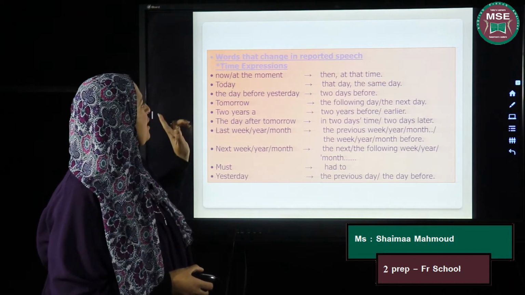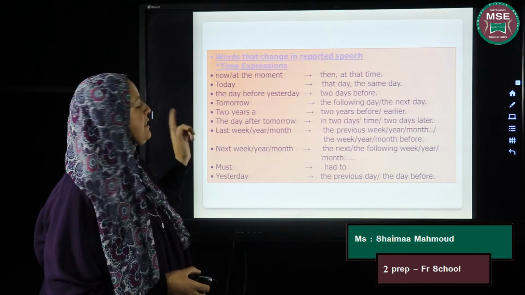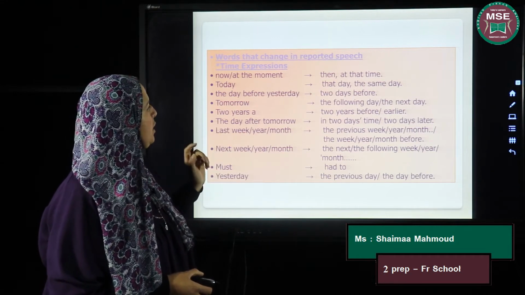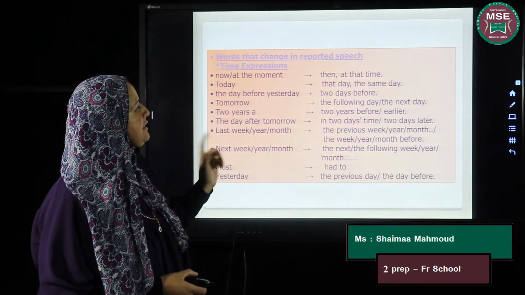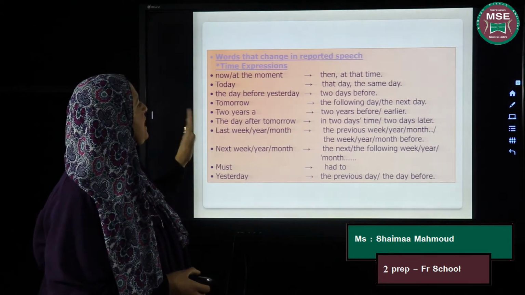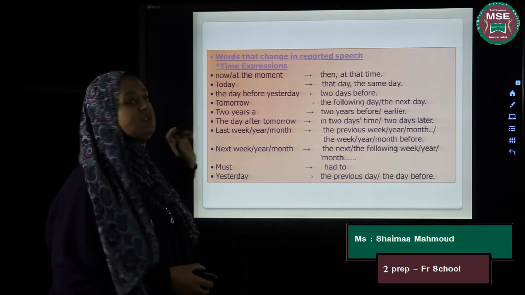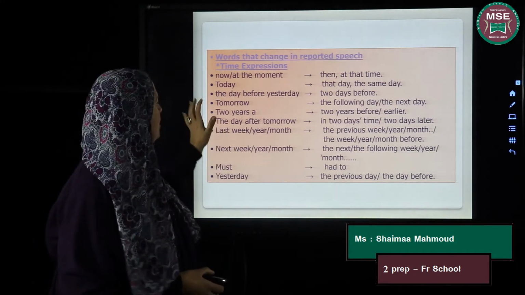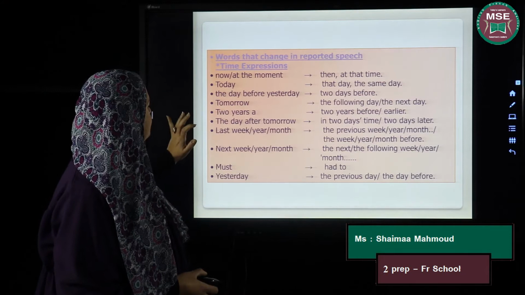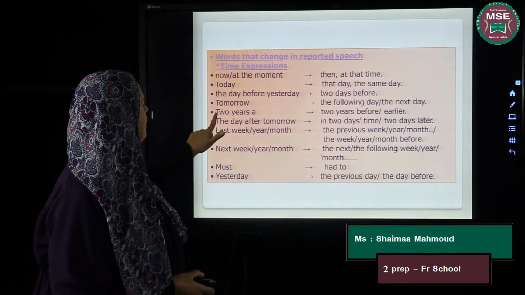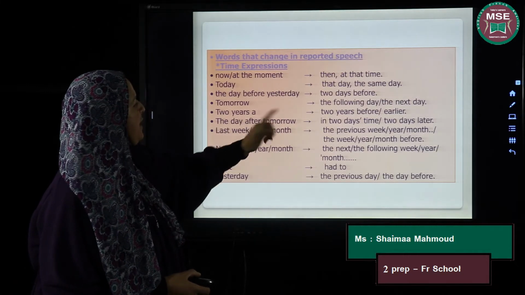For example, the time expressions now or at the moment are changed into then or at that time. Today becomes that day or the same day. Yesterday becomes the day before, and two days ago becomes two days before. The most common words used are tomorrow and yesterday, or next week or next year. Tomorrow becomes the following day or the next day.